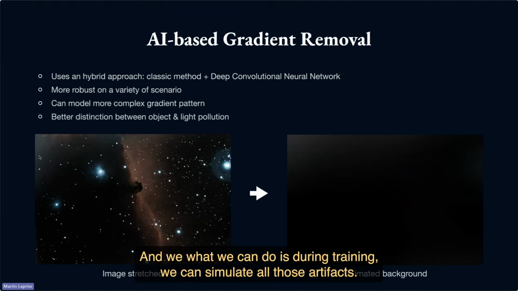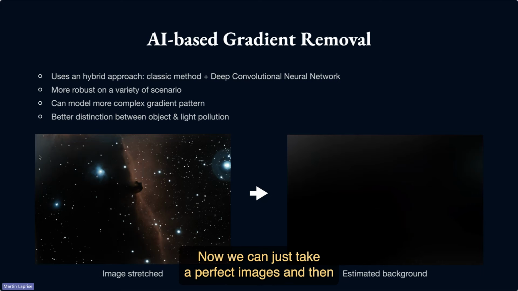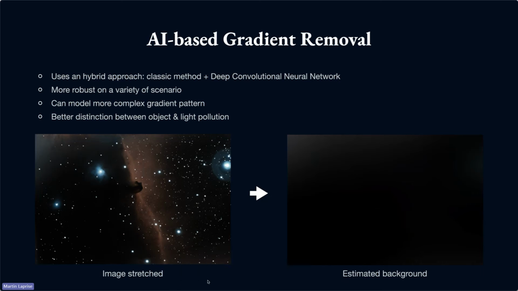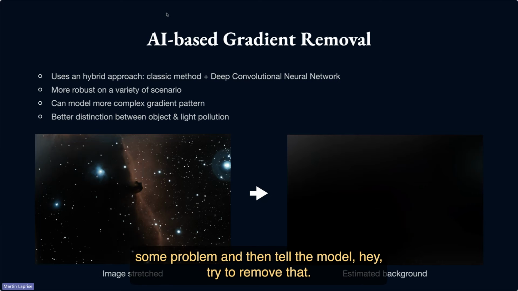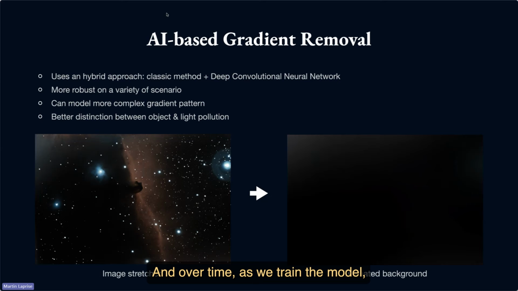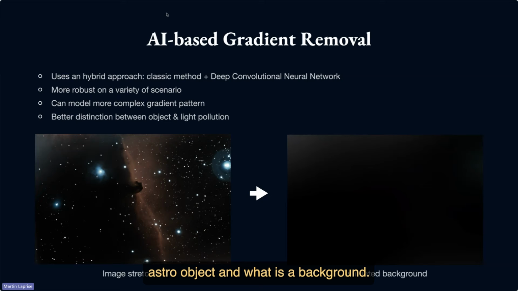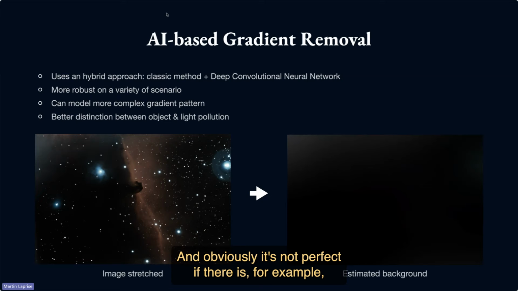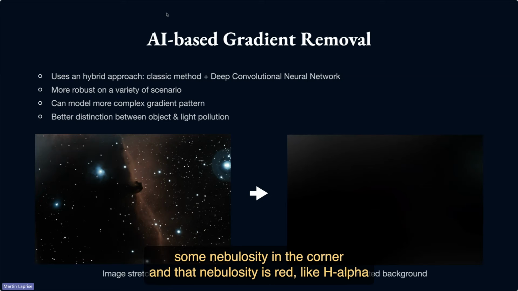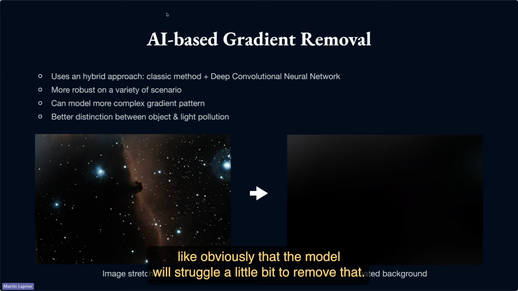And what we can do is, during training, we can simulate all those artifacts. We can just take perfect images and then build up and invent some problems and then tell the model, hey, try to remove that. And over time, as we train, the model will be able to tell apart what is an astro object and what is background. And obviously it's not perfect. If there is, for example, some nebulosity in the corner and that nebulosity is red, like H-alpha, obviously the model will struggle a little bit to remove that.